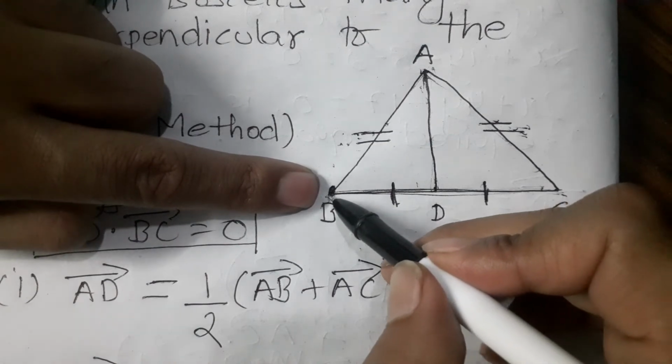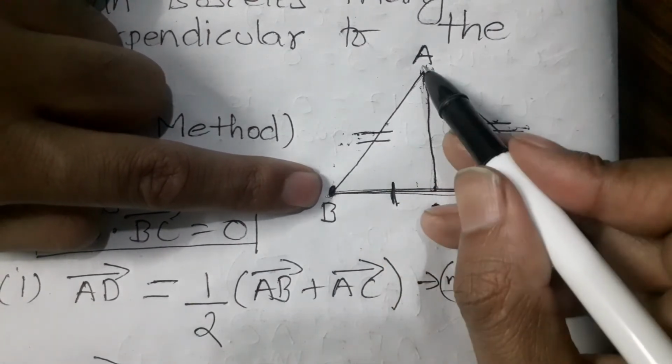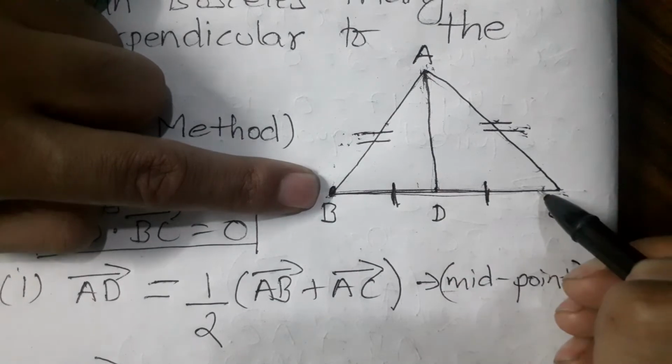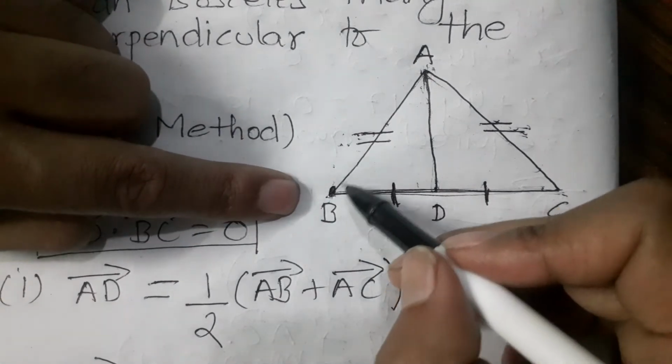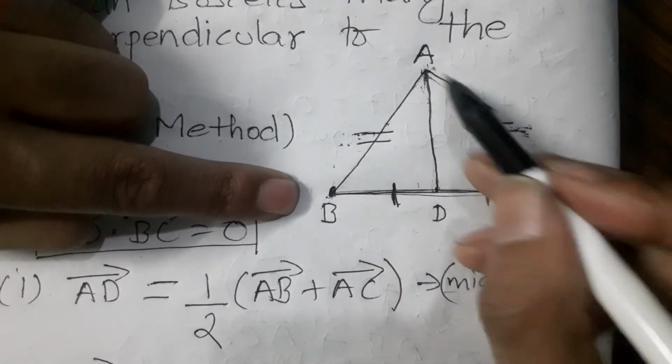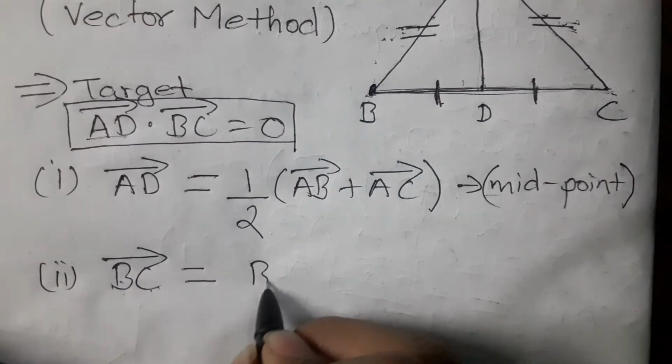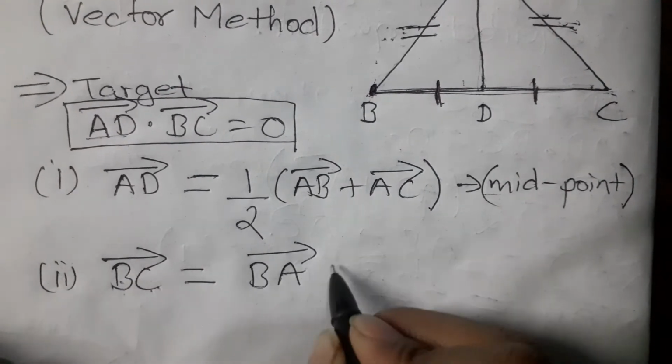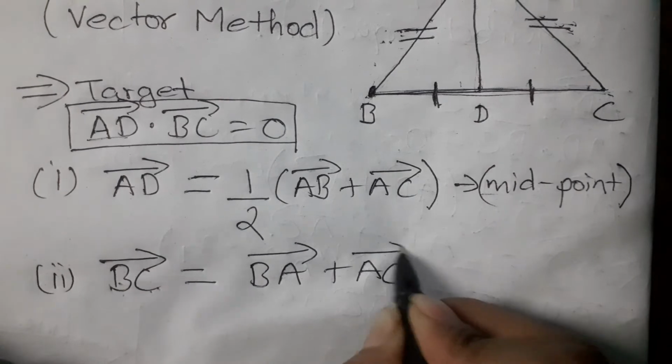Then you will choose B to A to C. Yes, of course there is another way also, like B to A to D, but there will be lots of turns. I think this one is the better way. You can choose BA plus AC, so it is BA vector plus AC vector. This is the best way to choose.